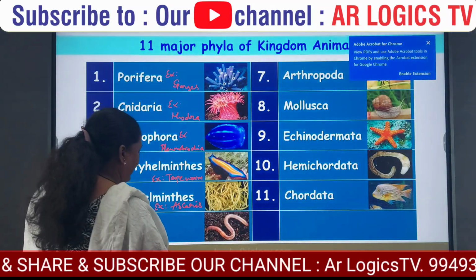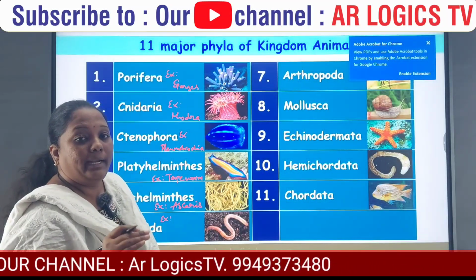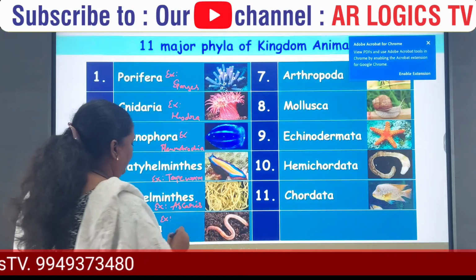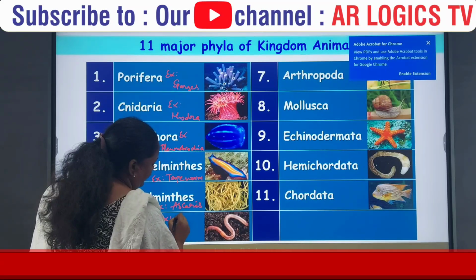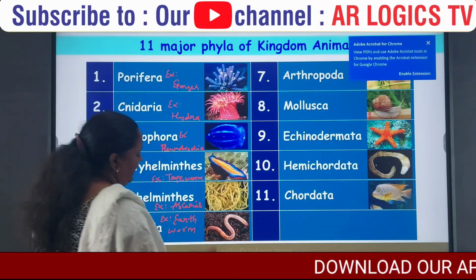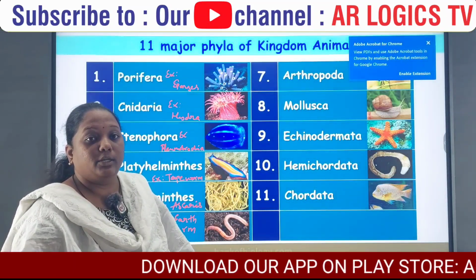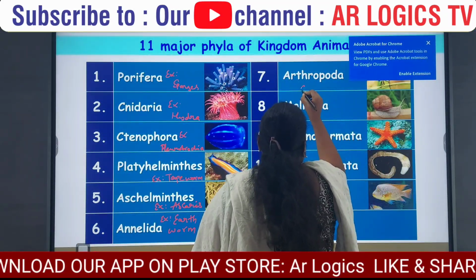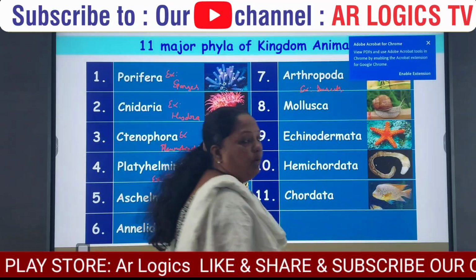Next, Annelida. What is Annelida? Segmentation on the body, metamerism, is present on the body. For the annelids, the example is earthworm. Next, coming to the next phylum, Arthropoda. Arthropoda is nothing but jointed legs. The example is insects.